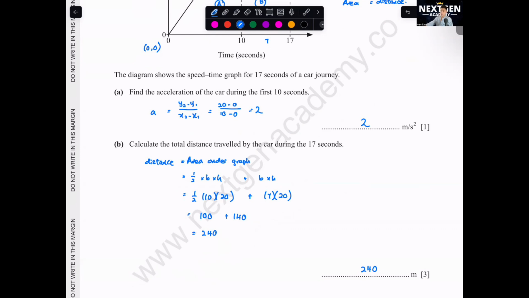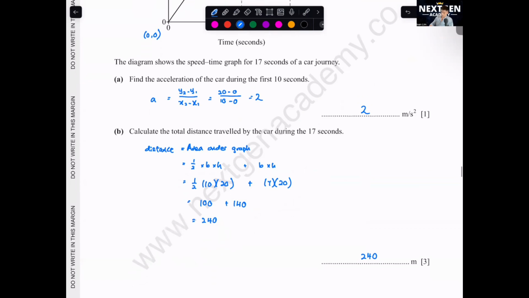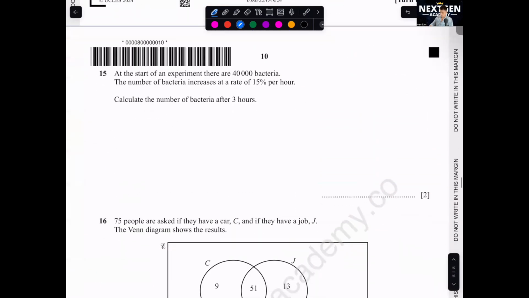From here onwards, we might need to use a calculator for certain questions. All right, let's go to question 15. For question 15, you use a calculator.